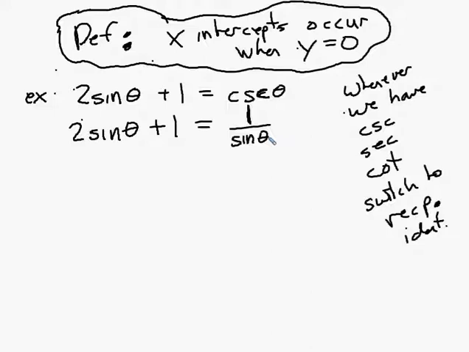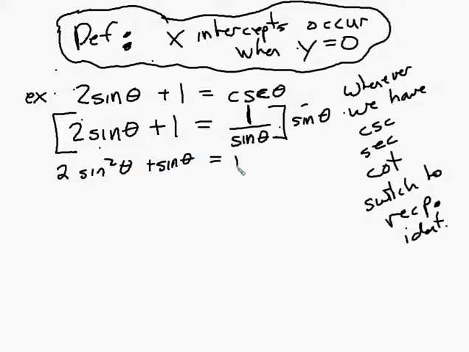Now, from algebra, whenever we have fractions, what do we do? We're going to clear it. Remember I said we can never divide by a trig function because we lose answers. But it's okay to multiply. That is fine. So we get sine squared theta plus sine theta equals 1. And then I can factor out a sine, so I will.